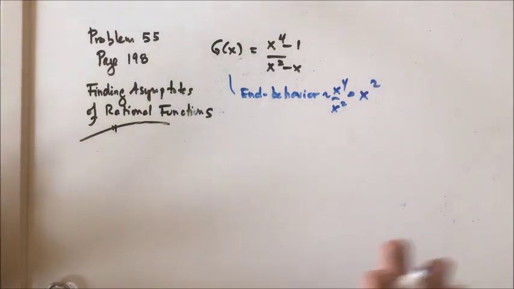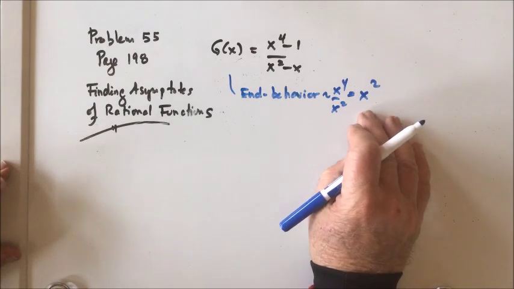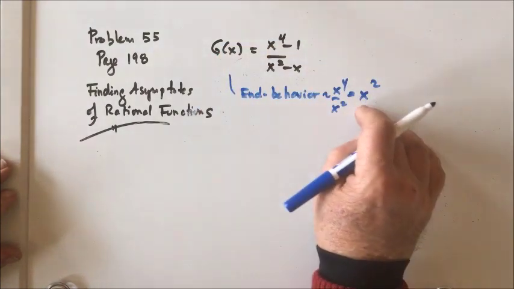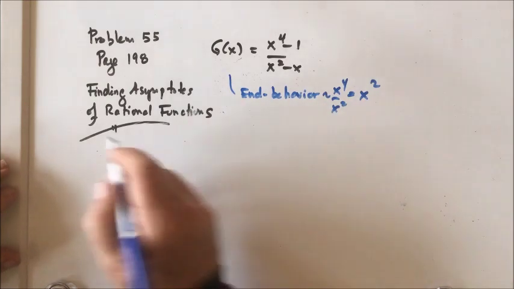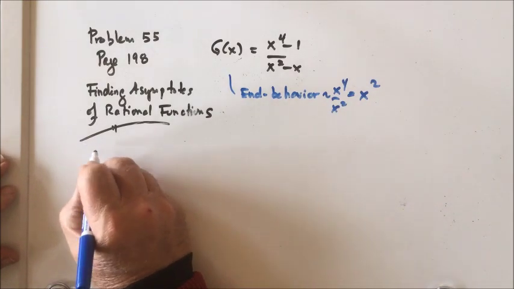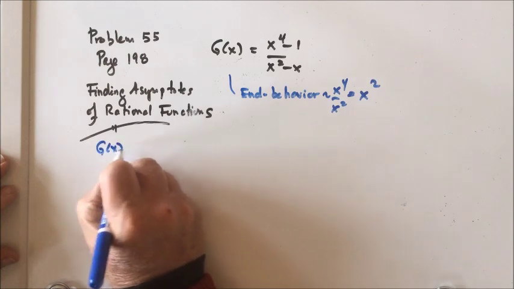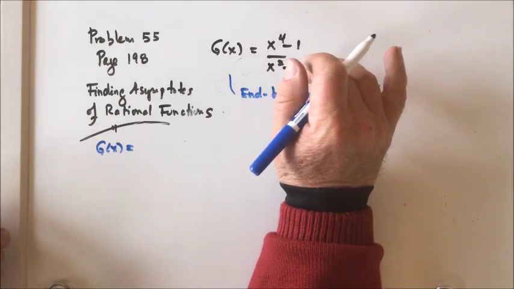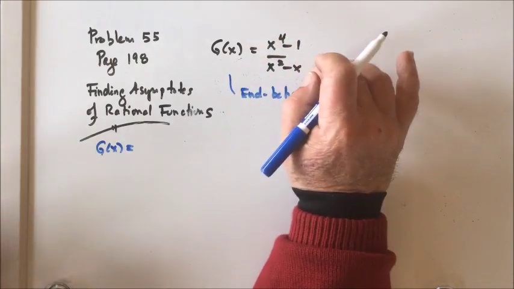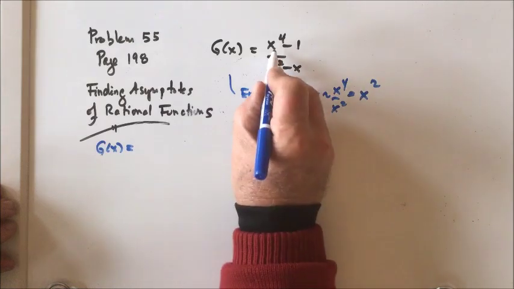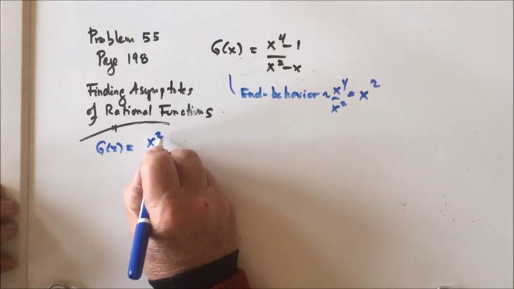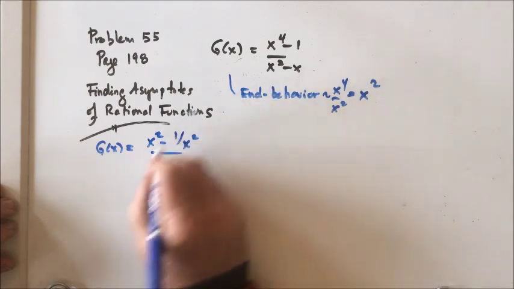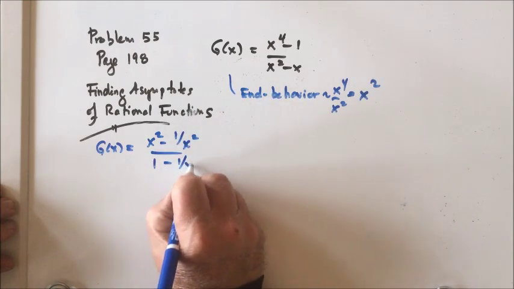So for large values of x, this function is going to look like x squared. And remember, what I like to do to remind you of what's going on here is I can rewrite g of x by dividing top and bottom, every term top and bottom, by x squared. When I divide x to the fourth by x squared, I get x squared. When I divide 1 by x squared, I get 1 over x squared. Down at the bottom, I'm going to get 1 minus 1 over x.